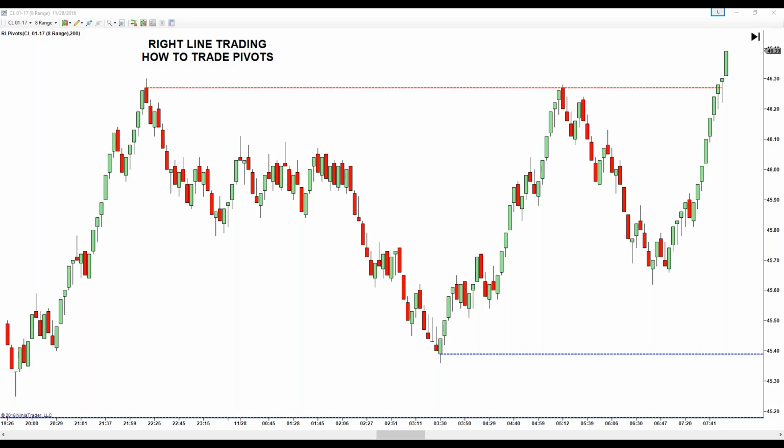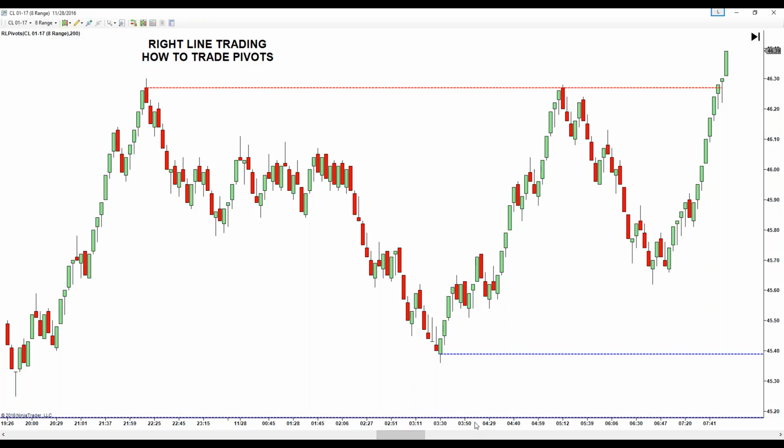It's something that a lot of traders take for granted, and in fact, as I've noticed of late, it's something that a lot of traders don't use. And I'd like to show you why that's a fundamental mistake, and exactly how pivots work.